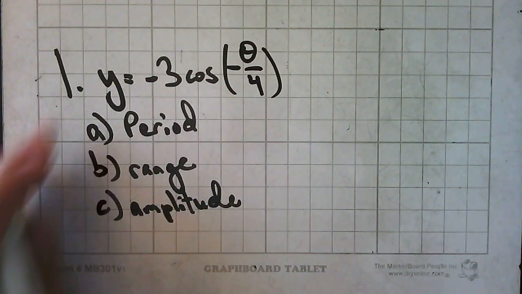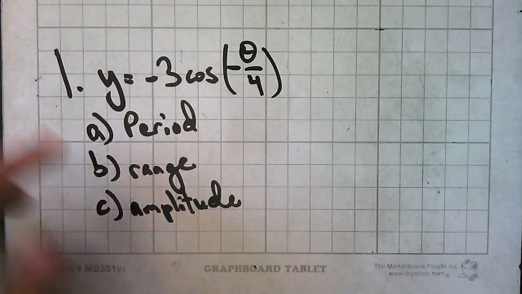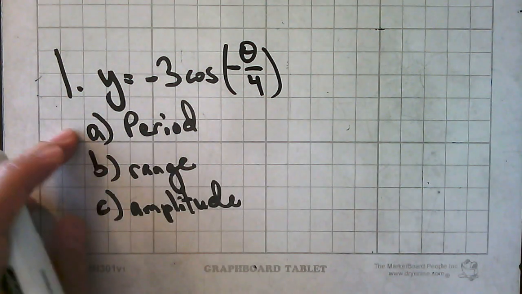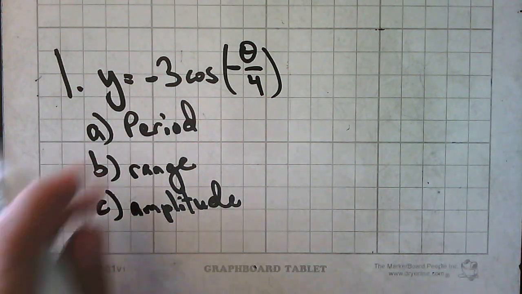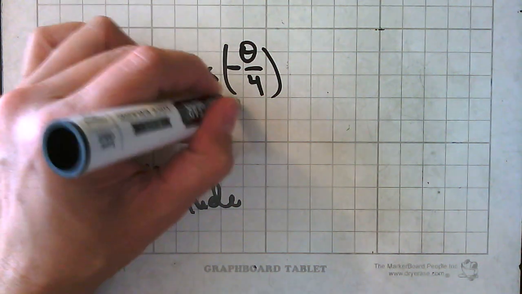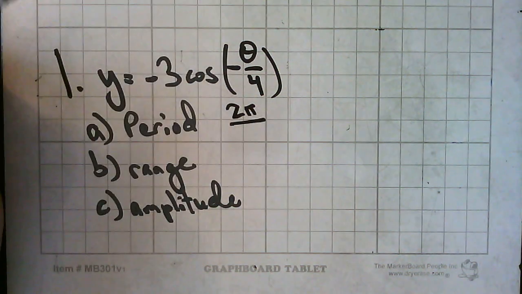Okay, so here's the problem that we're going to go over for this section. I'm going to only do one, because like I said, it's similar to the sine function. So here we're going to look for period, range, and amplitude. Period, we're going to find the same way. We're going to use the formula 2 pi over b.